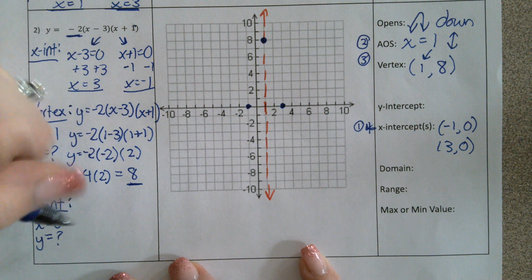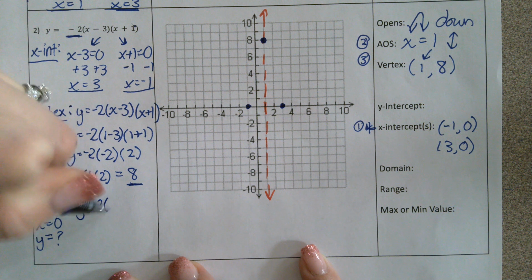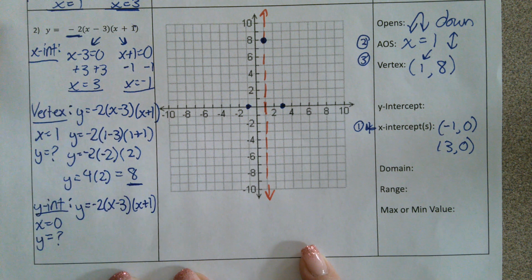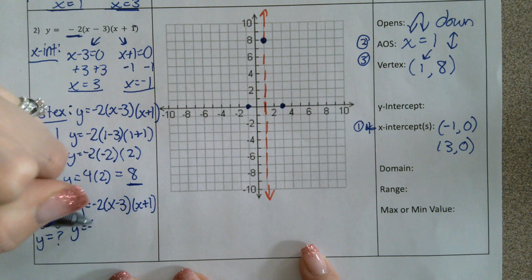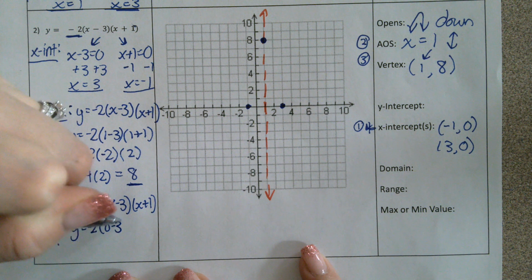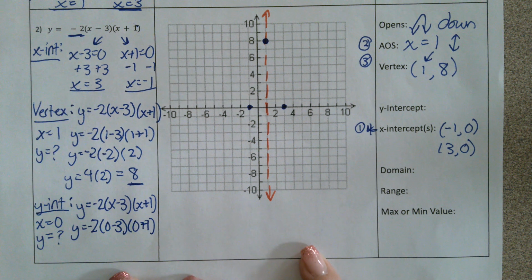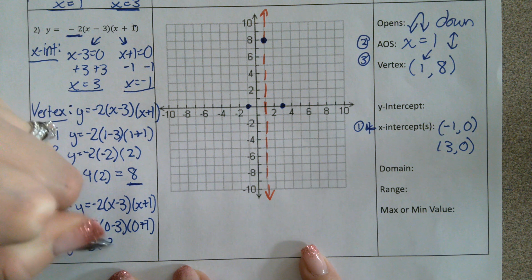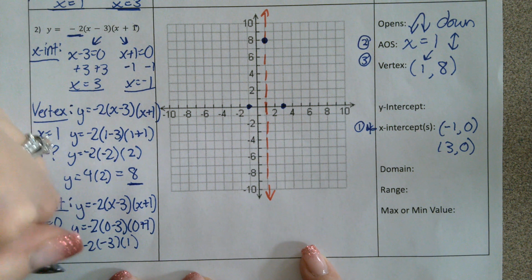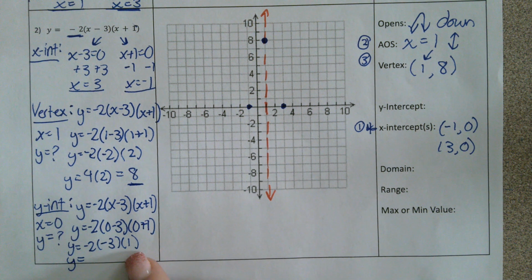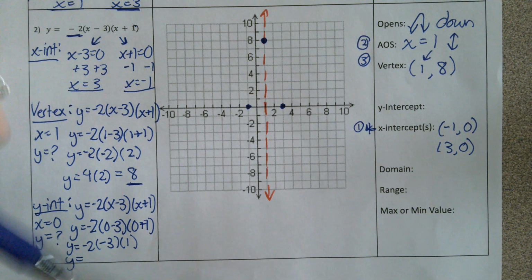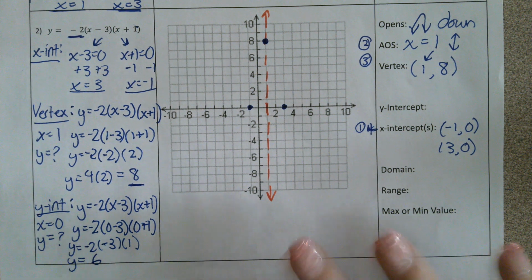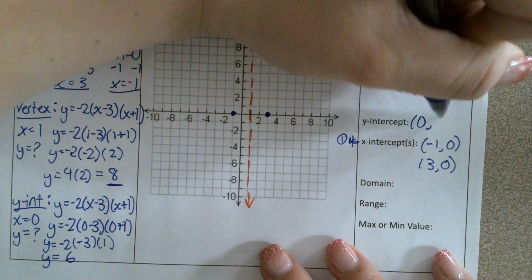So we're going to use our equation. Y equals negative 2 times x minus 3, x plus 1. Y equals negative 2 times 0 minus 3 times 0 plus 1. Y equals negative 2 times negative 3 times 1. So really we can just ignore the 1 at this point because it's not going to change our answer. Negative 2 times negative 3 is positive 6. So y is 6. So our intercept is 0, 6.